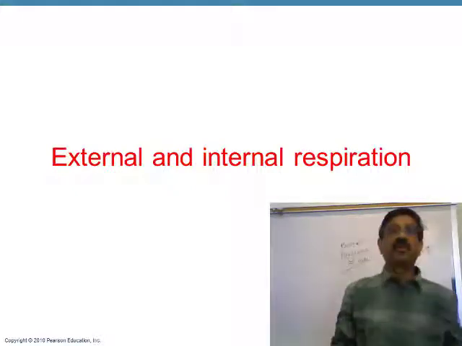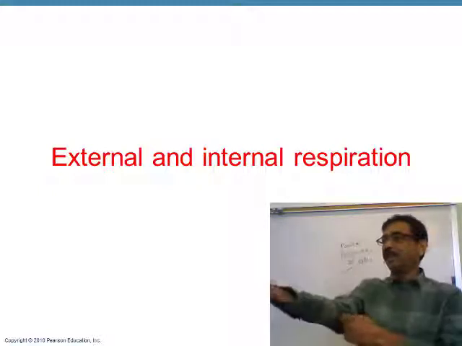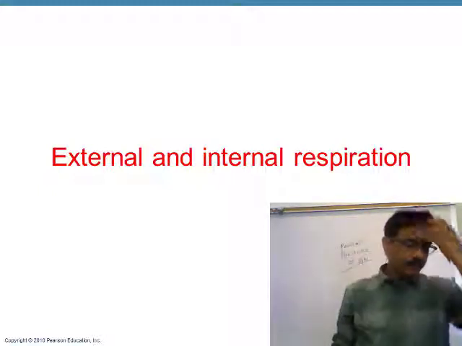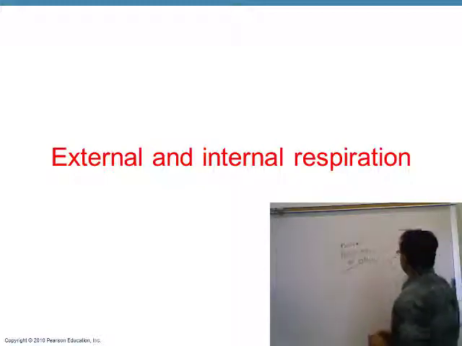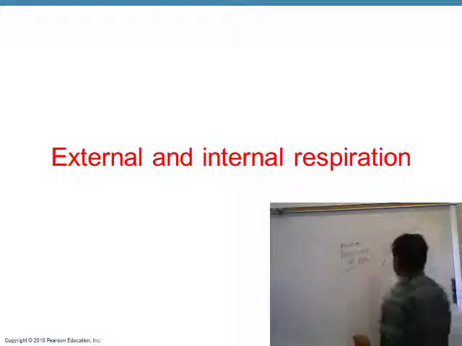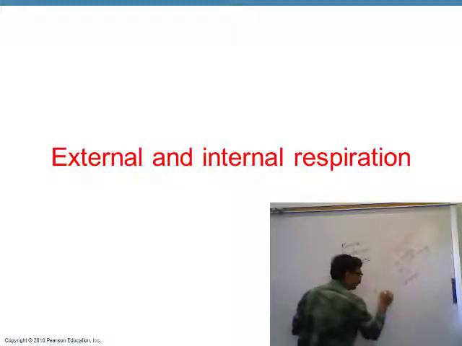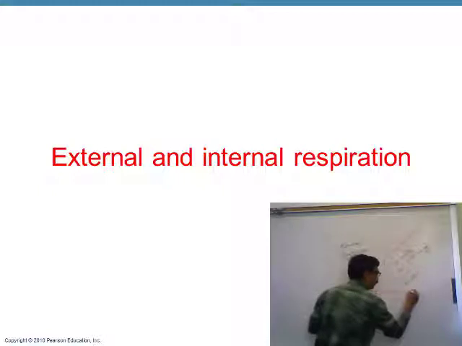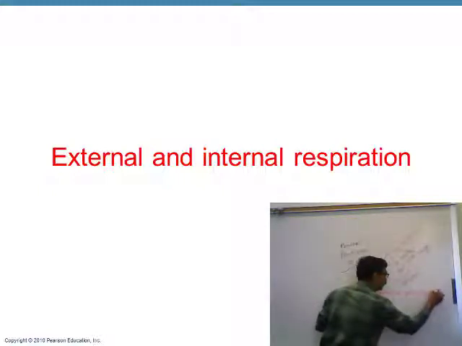Now, in case of oxygen, the pressure difference is very high, right? 64. And for carbon dioxide, only 5. But the same amount of oxygen and carbon dioxide will move because we know that carbon dioxide is 20 times more soluble than oxygen, right? So carbon dioxide moves faster than the oxygen. So that is the external respiration that happens in the lung. External respiration that happens in the lung, remember.